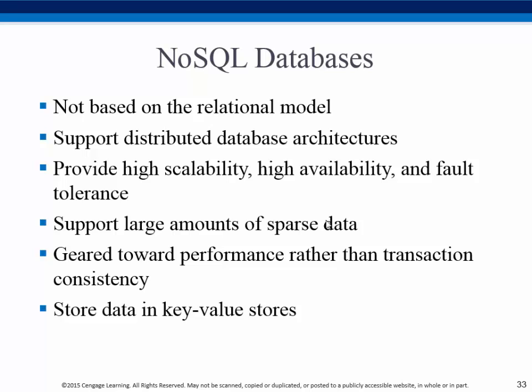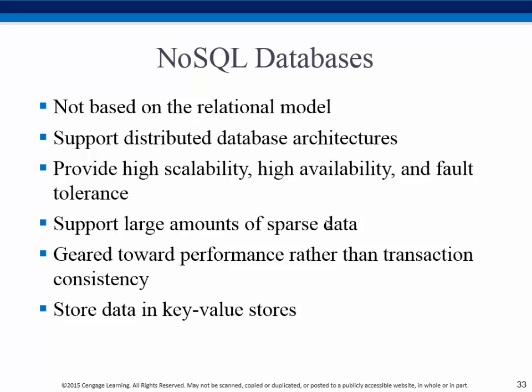As with any new technology, the term NoSQL can be loosely applied to many different types of technologies. However, this chapter uses NoSQL to refer to a new generation of databases that address the specific challenges of the big data era and have the following general characteristics. They are not based on the relational model in SQL, hence the name NoSQL. They support distributed database architectures that provide high scalability, high availability, and fault tolerance. They support very large amounts of sparse data, and they are geared toward performance rather than transaction consistency.